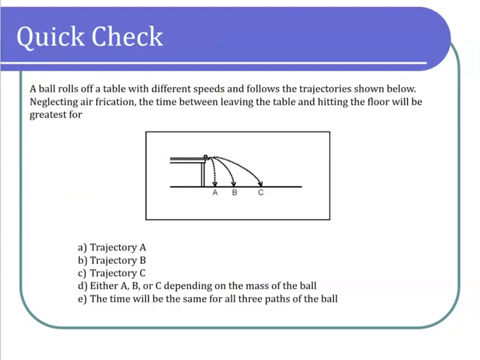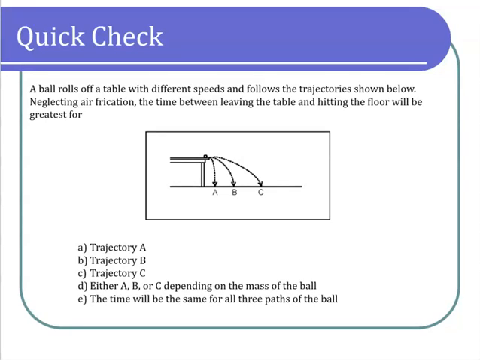Now the next one's a multiple choice question. If a ball rolls off a table with different speeds and follows the trajectory shown below, the time between leaving the table and hitting the floor will be greatest for which of these balls? Is it going to be trajectory A, B, C, either A, B, or C depending on the mass of the ball, or is it going to be E? The time will be the same for all 3 paths of the ball. Think about it and answer the question.